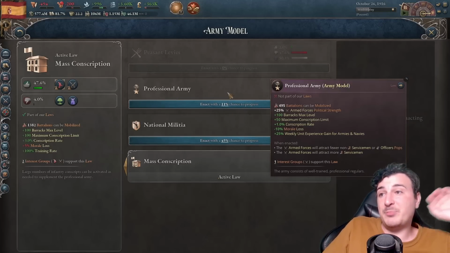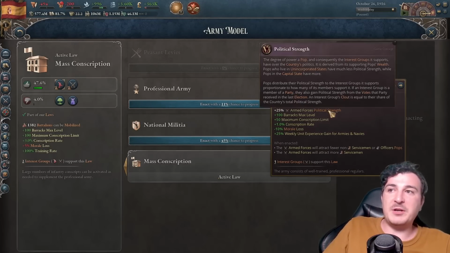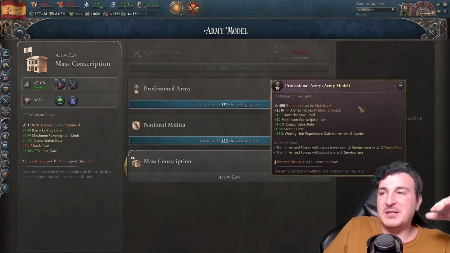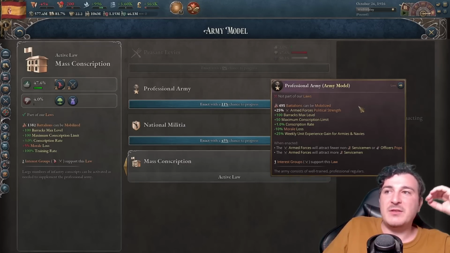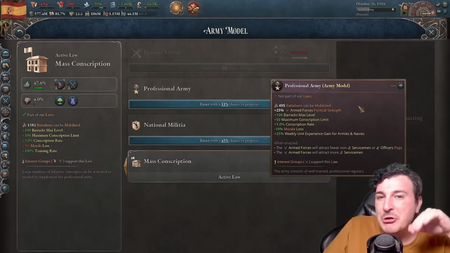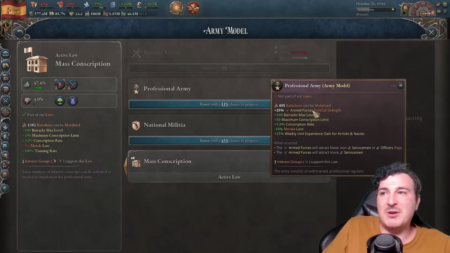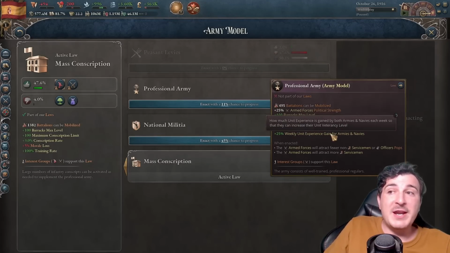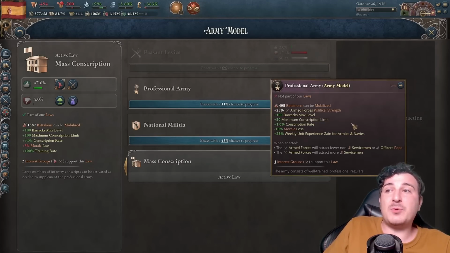But the reality is that professional army is still better even in the later part of the campaign, because the armed forces political strength that you get from this doesn't really matter much. Almost 80% of the campaign after the initial phase, the armed forces have little to no actual political strength. So this extra bonus here doesn't make much of a difference. The added benefit though is that you get the morale loss, which is huge. Weekly unit experience gain is pretty good as well, plus 25, and maximum barrack level plus 100.